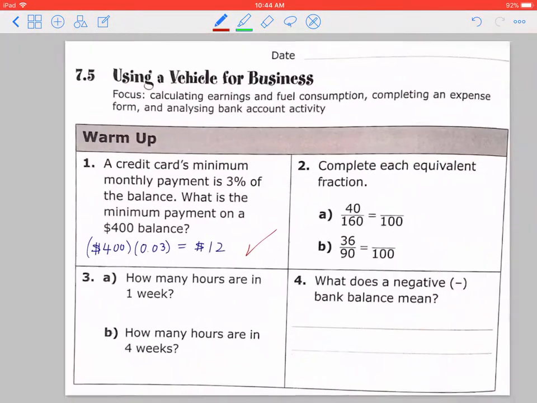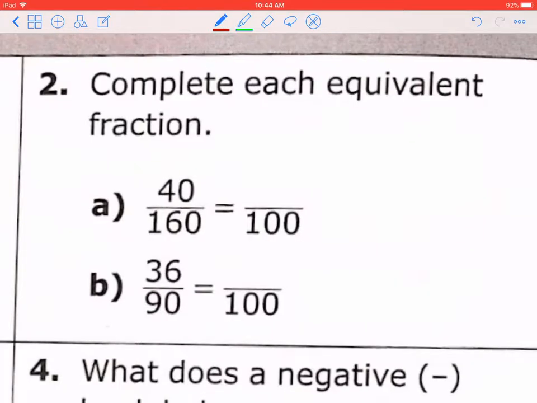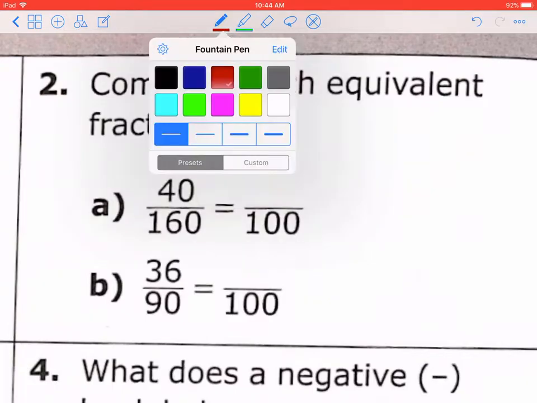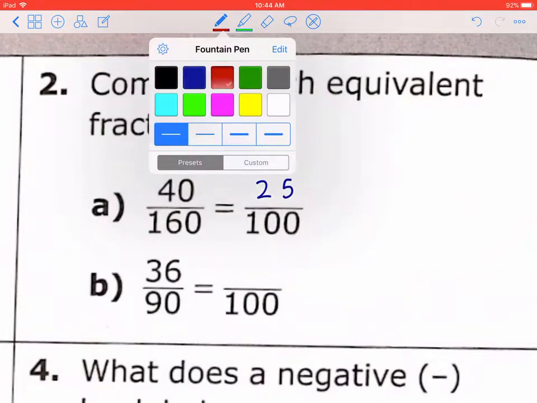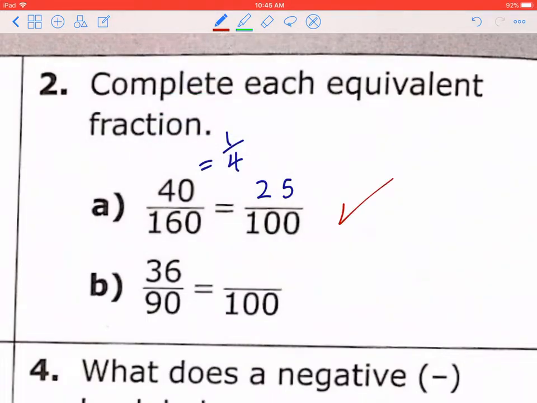Let's keep going. Number 2, complete each equivalent fraction. In part A, 40 over 160 equals blank over 100. So the idea behind this is if you think about 40 divided by 160, that's basically 1/4. And of course, 1/4 is the same as saying 25 divided by 100. Now you can try part B, 36 over 90 equals blank over 100.